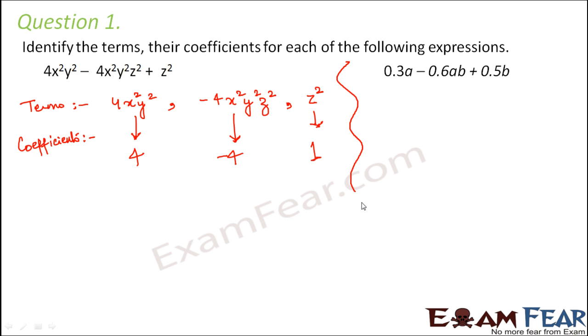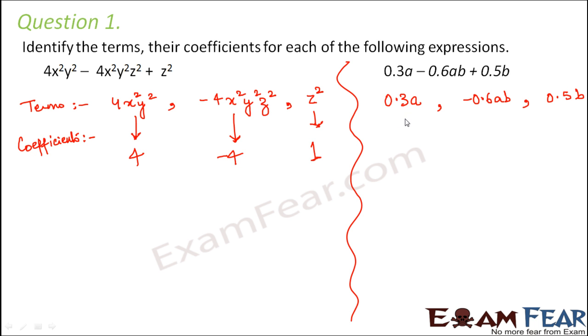Let's look at the second expression. It is 0.3a minus 0.6ab plus 0.5b. So here what are the terms? Again, this has three terms. 0.3a is one term, minus 0.6ab is the second term, and 0.5b is the third term. So this is also a trinomial.